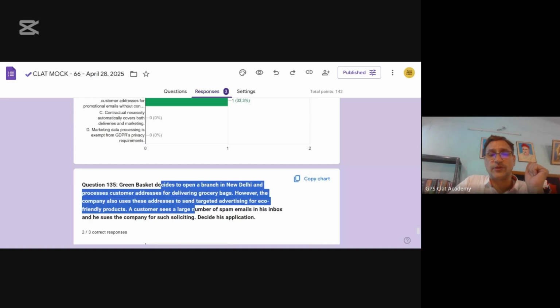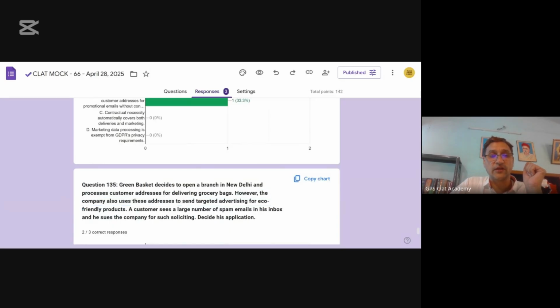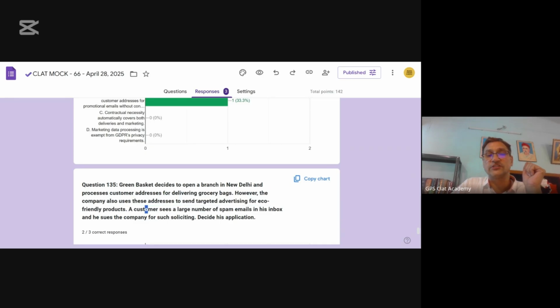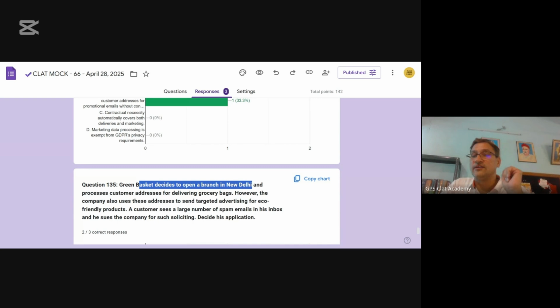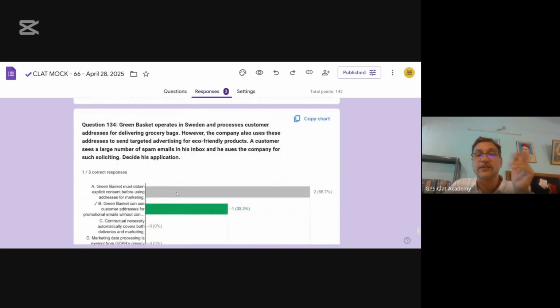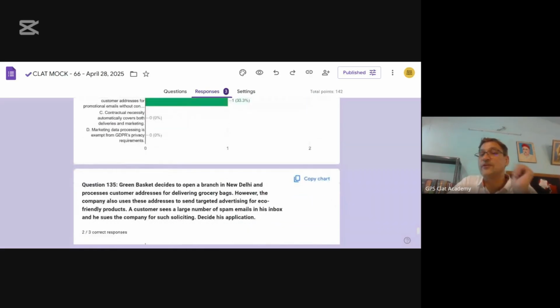Green Basket decides to open a branch in New Delhi and processes customer addresses for delivering grocery bags. However, the company uses these addresses to send targeted advertising for eco-friendly products. Now you will notice what has happened here: Green Basket decides to open a branch in New Delhi. This is interesting. Now Green Basket has come to India. Earlier they were operating in European countries, sometimes in Austria and sometimes in Sweden. Now they have come to India.